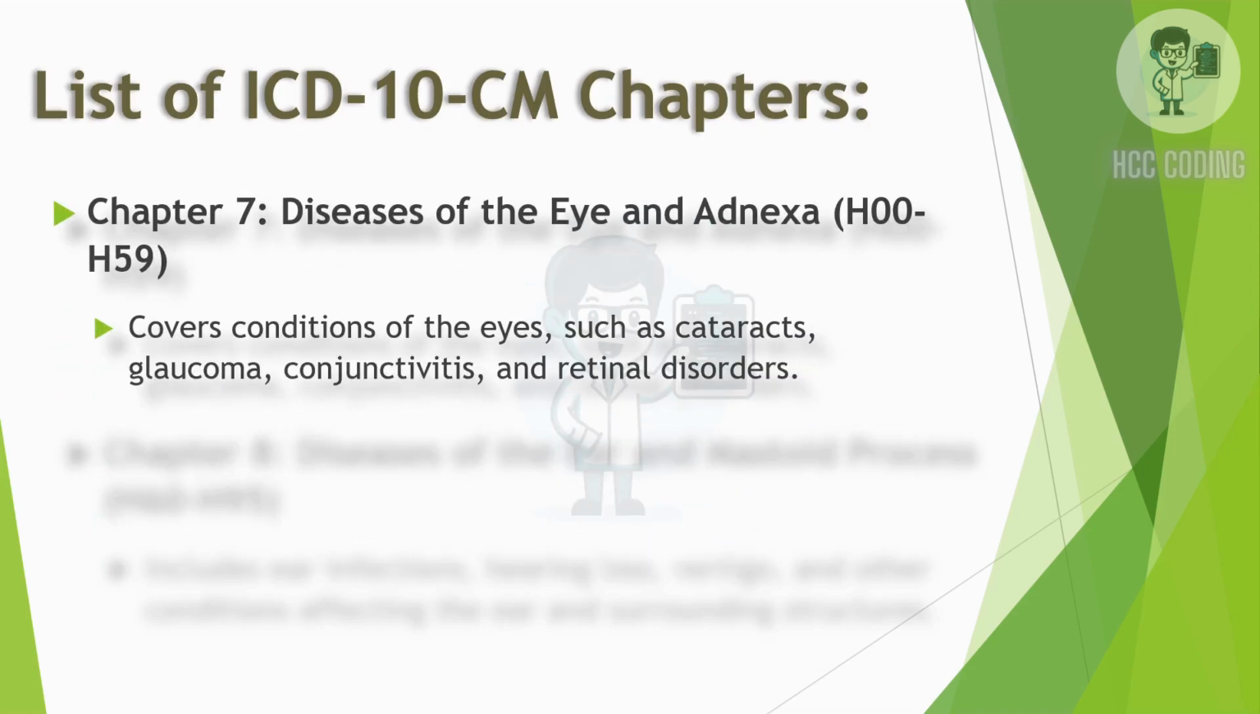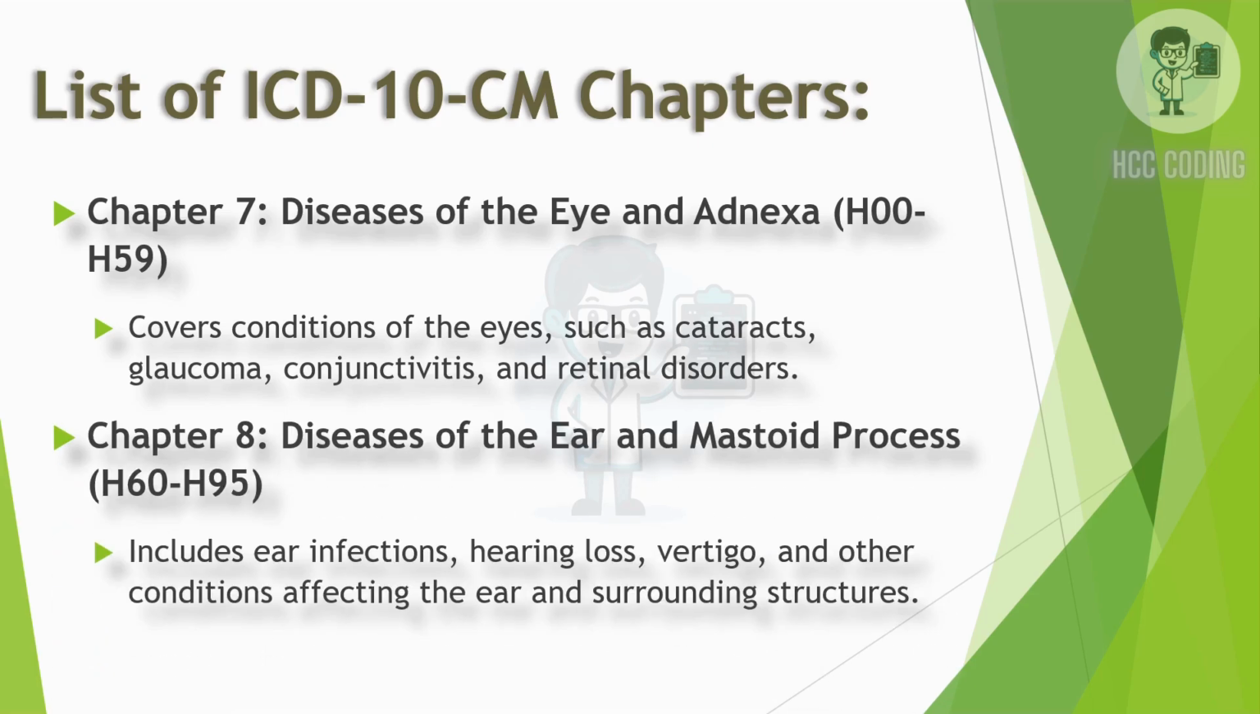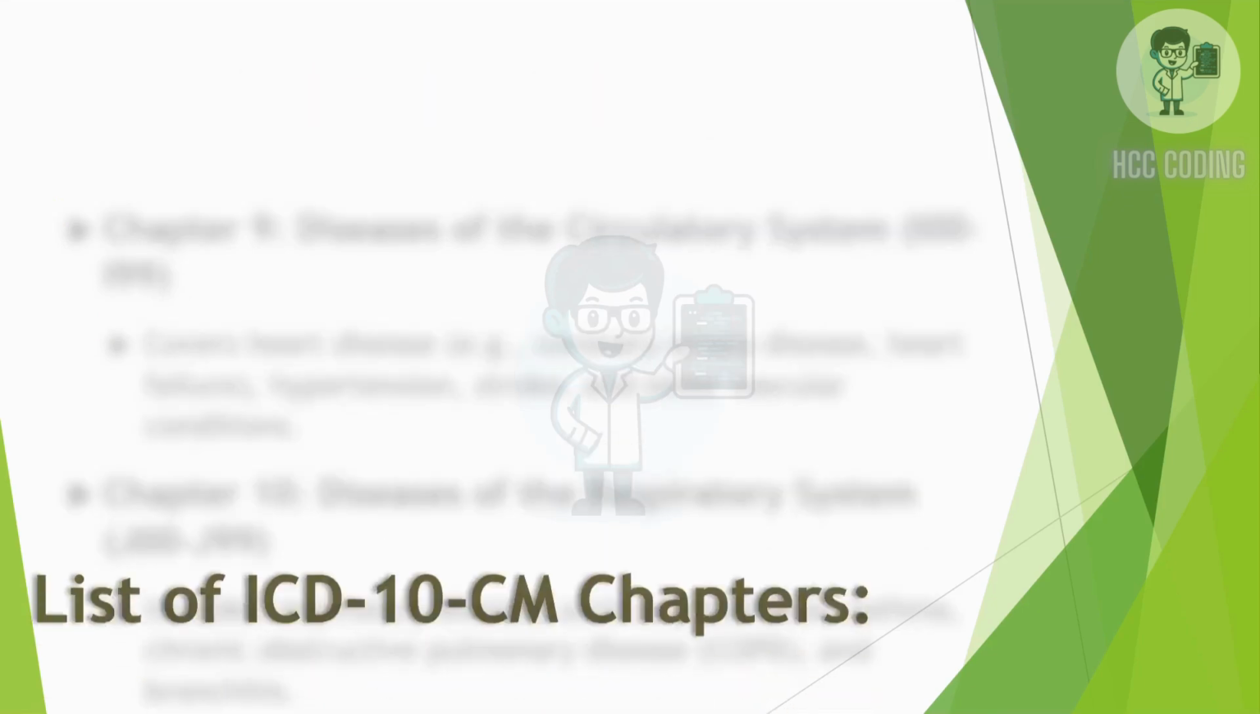Coming to chapter 7, Diseases of the Eye and Adnexa, where the codes start from H00 to H59. This chapter is related to eye disorders like cataract, glaucoma, conjunctivitis. All retinal disorders are covered under chapter 7. And coming to chapter 8, Diseases of the Ear and Mastoid Process, where the codes run from H60 to H95. All ear-related disorders, ear infections, hearing loss, vertigo, are covered under chapter 8.